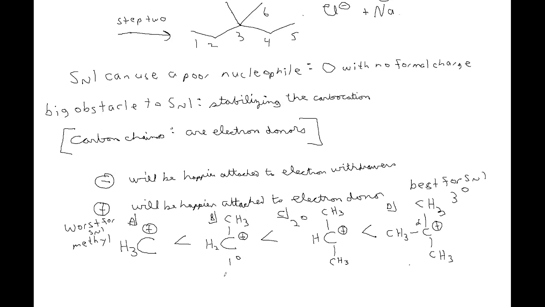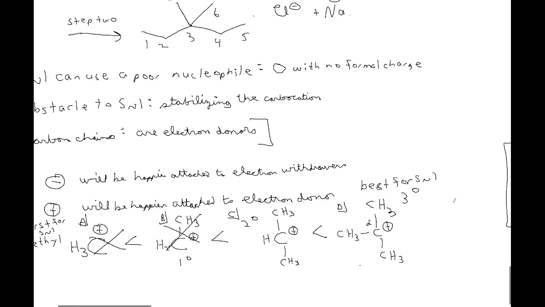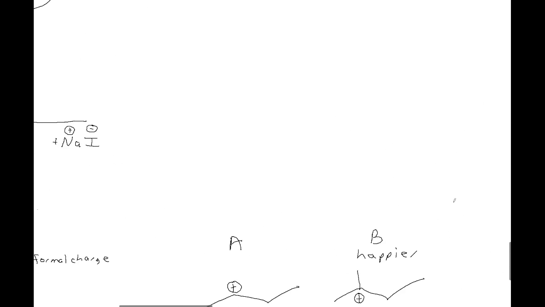In fact, it turns out that primaries and methyls are so bad they can't do SN1 at all. You usually can't even form a primary or a methyl carbocation because nature hates that so much. Nature won't even form them in the first place. You can only form generally secondary and tertiary carbocations. So that gives us that pattern.